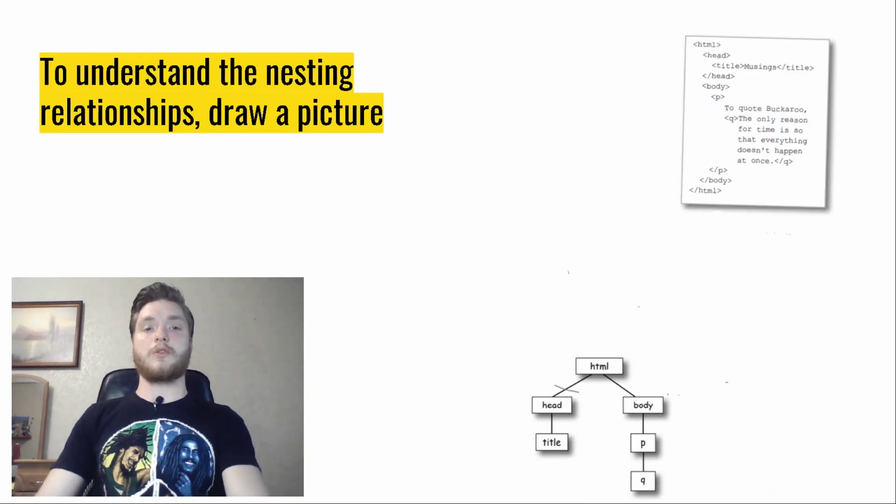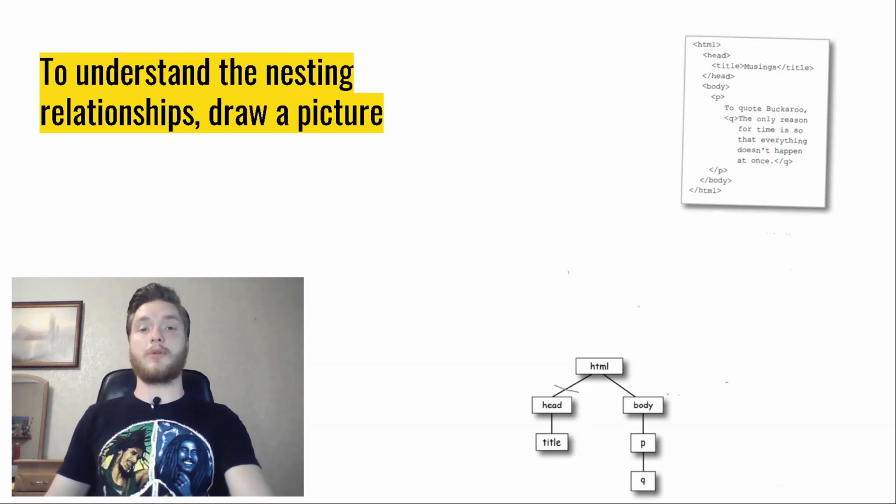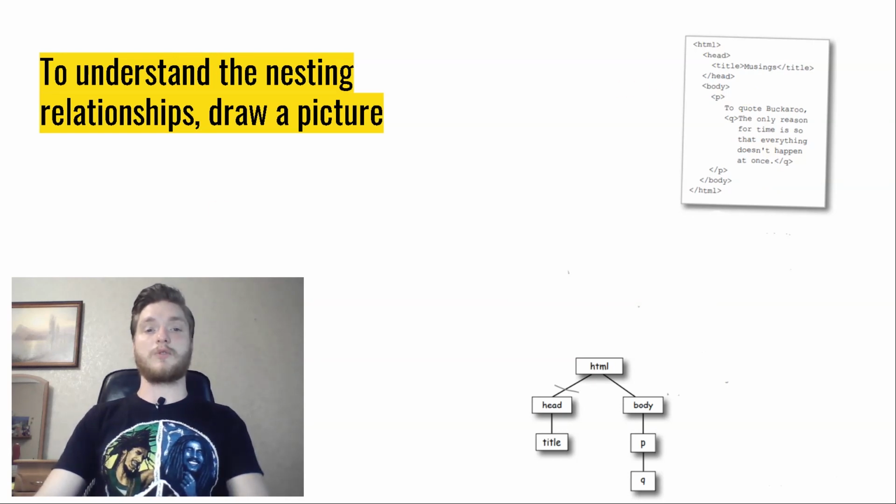Drawing the nesting of elements in a web page is kind of like drawing a family tree. At the top you've got the great-grandparents and then all their children and grandchildren below. Here's an example, a simple web page. HTML is always the element at the root of the tree.